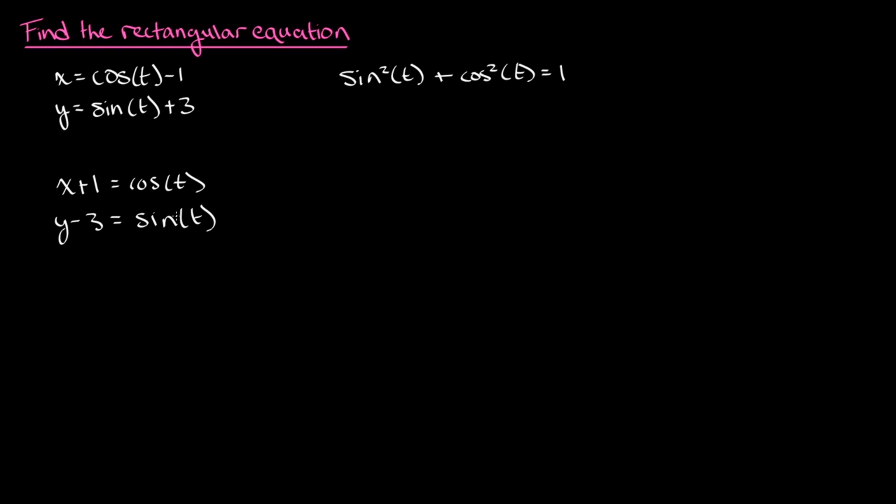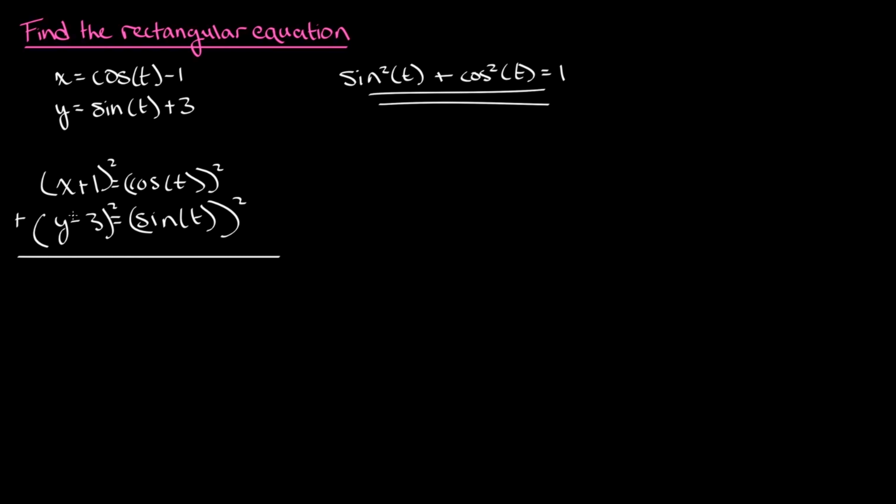And now it looks like we can square both sides of both of these equations, add them together, and then we could end up using this trigonometric identity. So let's square both sides of these guys. We have this here. Okay. And we said we're going to then add these guys together.